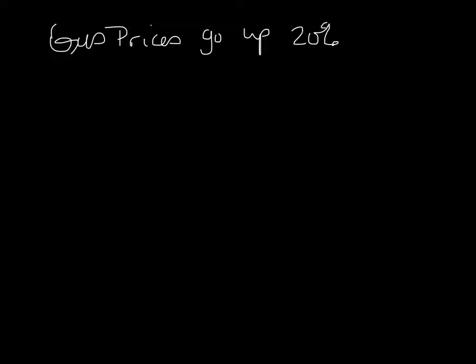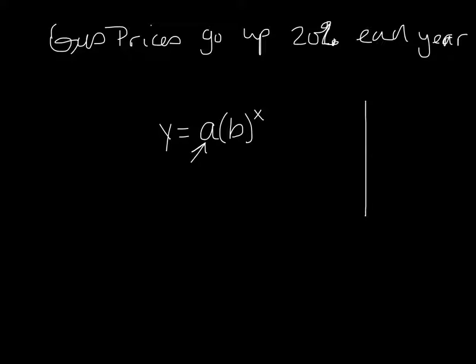So let's say that gas prices go up 20% every year. Okay, this is just made up, although it feels like it. Now, if I'm looking at this, I'm trying to figure out what is my equation going to be. So remember, we have y equals a times b to the x. Now, a is how much you start with. So let's just say we start back to when I was a kid. When I was a kid, it was 99 cents.